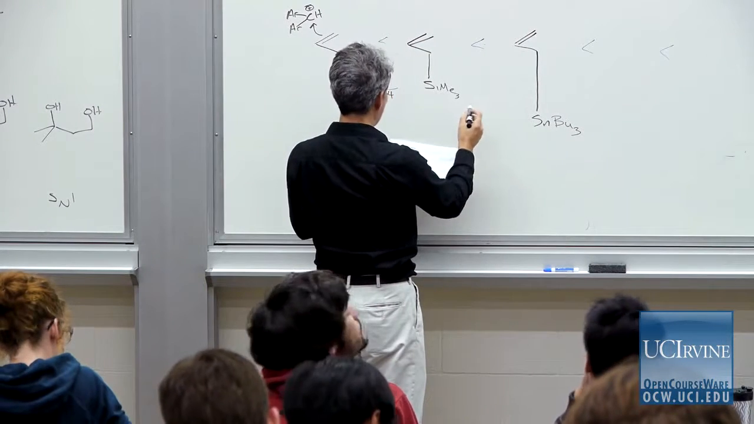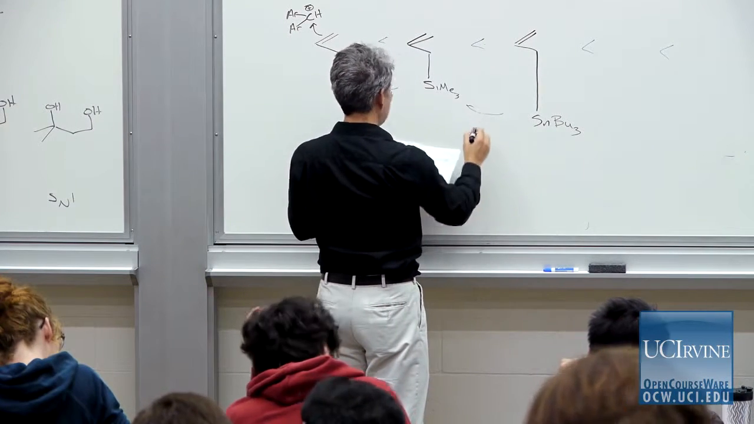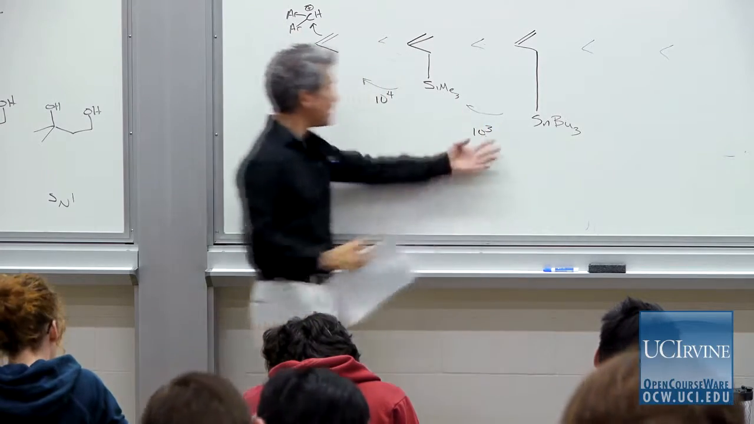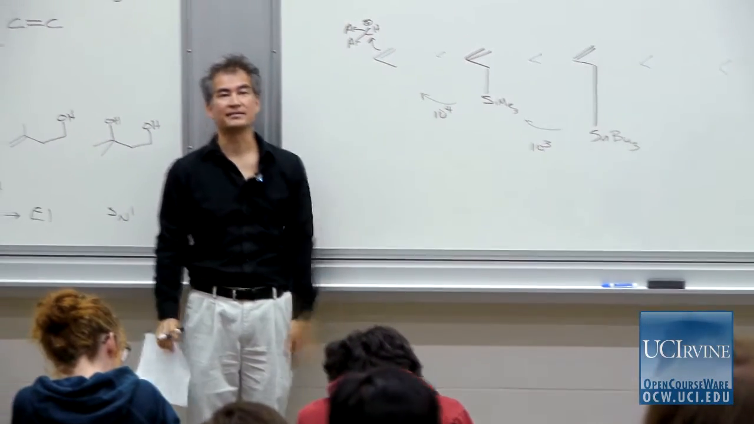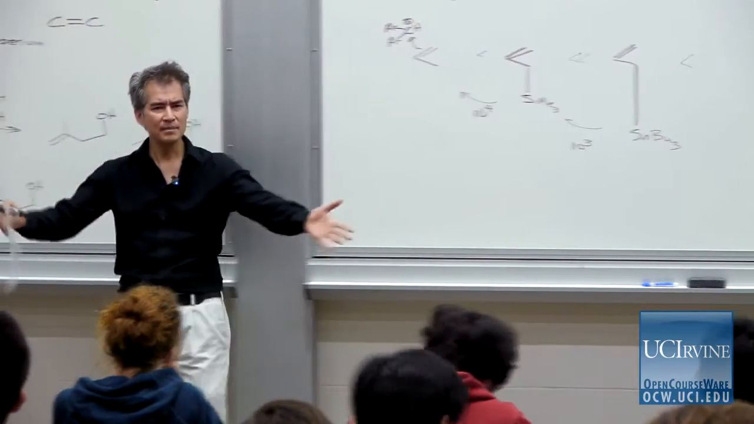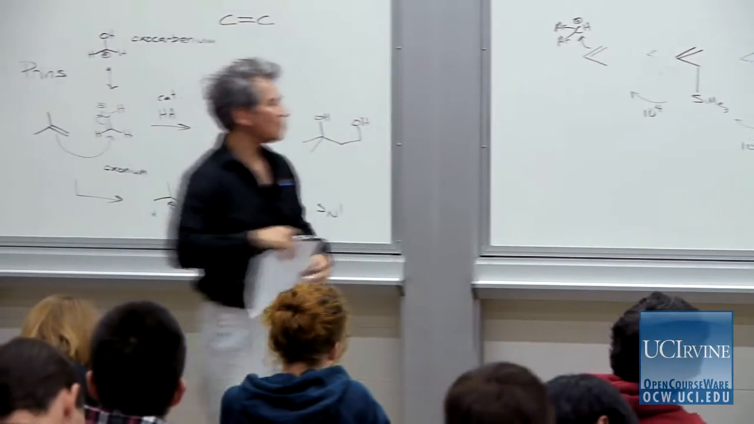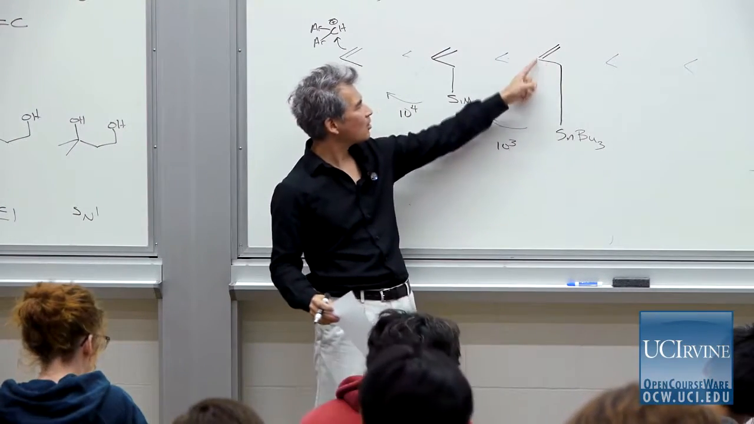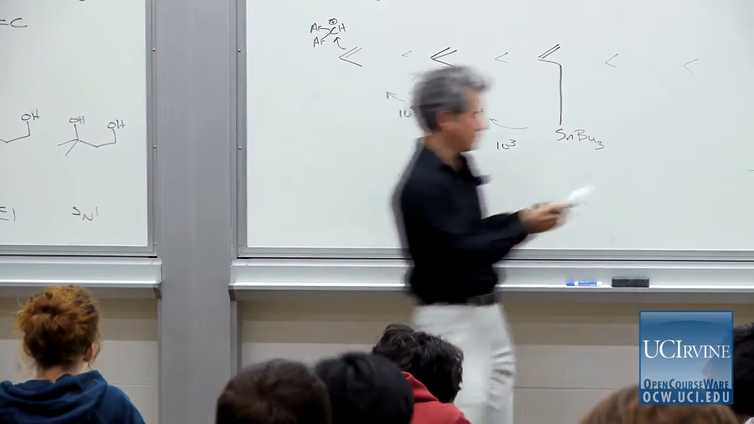And so this is now 1,000 times more reactive than the silicon. And so now it's 10 to the 7th more reactive. Allylstannanes are on the order of about 10 million times more reactive than simple olefins. That's the effect of having that long carbon-tin bond that's souping up that nucleophile.